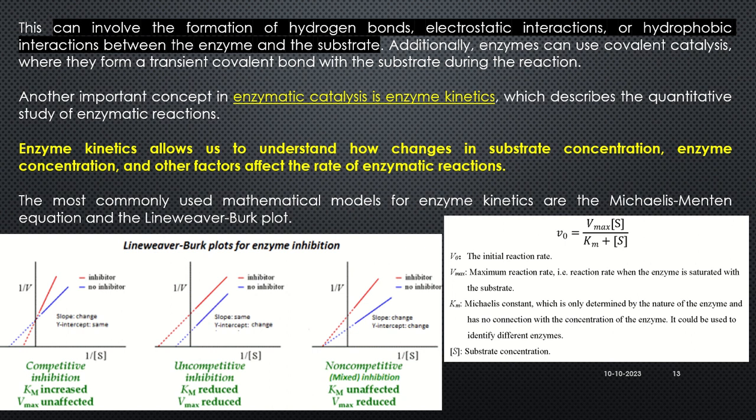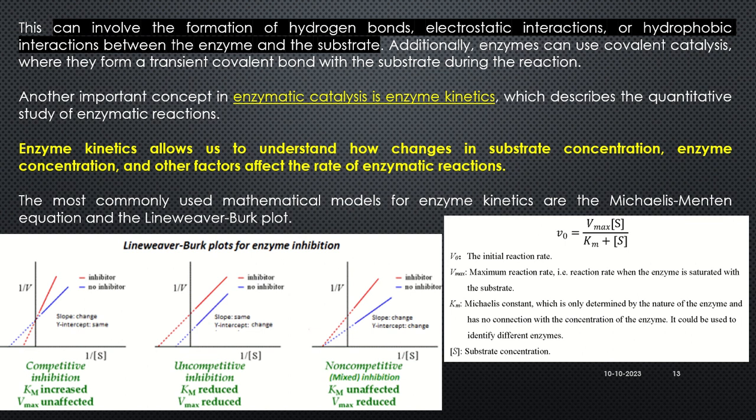So first of all, you have to understand what is V, what is V0, what is Vmax, what is the Michaelis constant Km, and the substrate S in brackets. For example, the Michaelis Menten equation is V0 equals Vmax [S] divided by Km plus [S]. Now what is V0? That is the initial rate of reaction. Remember. Then Vmax is the maximum reaction rate.